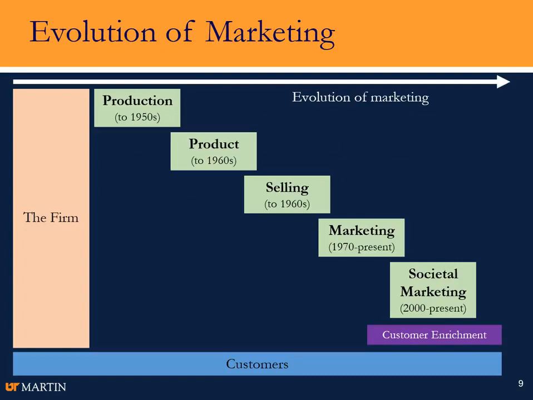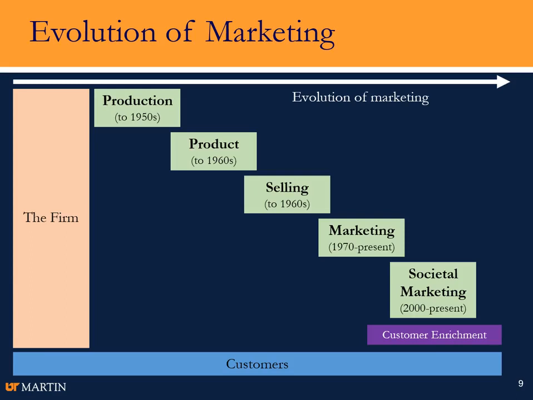In this lecture, we're going to talk about 5 marketing management orientations: production, product, don't get those two confused, production and product are different, selling or sales, marketing, and societal marketing.